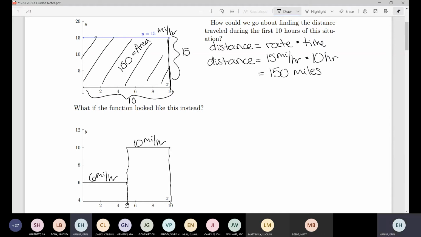What if I wanted to figure out the distance that it's traveled in this situation? Well, again, I have two separate pieces I can consider. I can consider the distance in that first half as 6 miles per hour times 5 hours. So they must have gone 30 miles in that first 5 hours. But then for the last 5 hours, they're going at 10 miles per hour. So they must have traveled 50 miles.